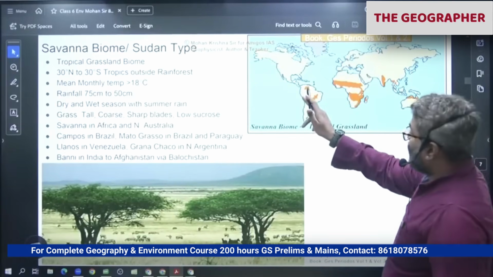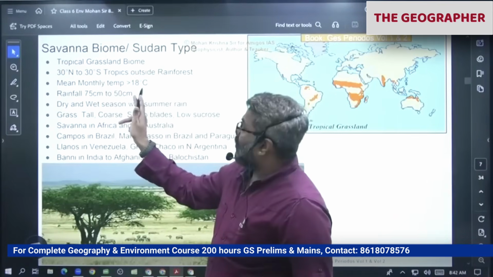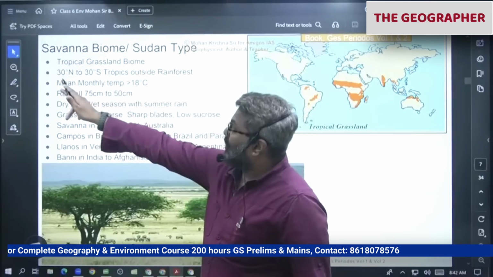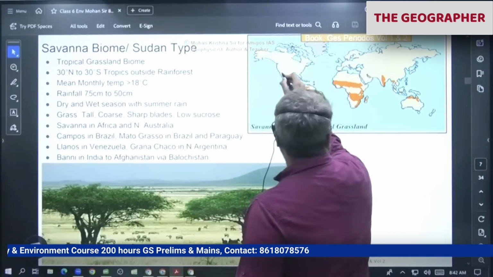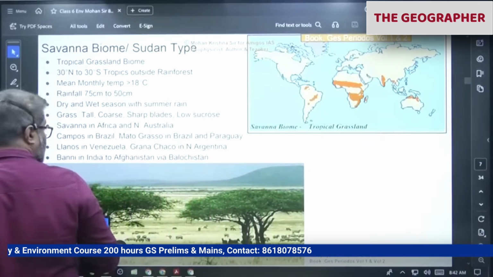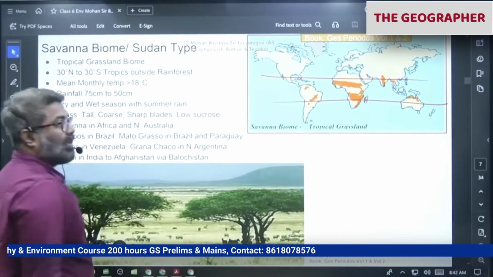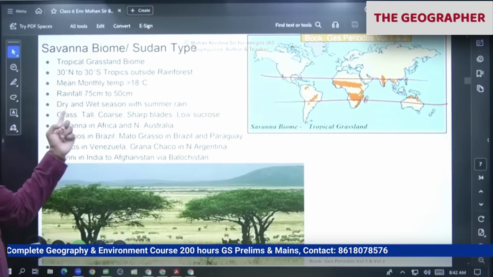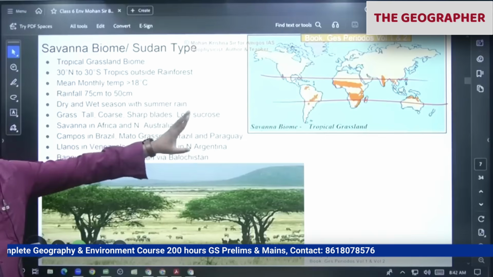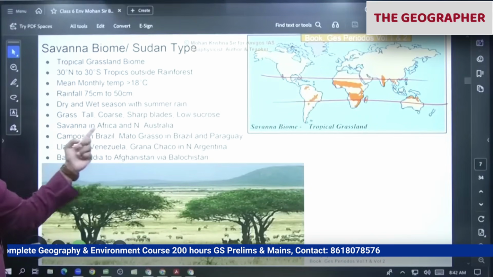This also we have covered. I told you, grassland biome basically. Temperature more than 18, mean monthly temperature. Rainfall 75 to 150 centimeter. Notice this, 30 degree north to 30 degree south, in this belt. In this belt only we have it, except near the equator. I told you already the grasses are tall, coarse, with sharp blades and low sucrose content. As a result, animal productivity is very low. Where are these found? Savanna in Africa and North Australia.